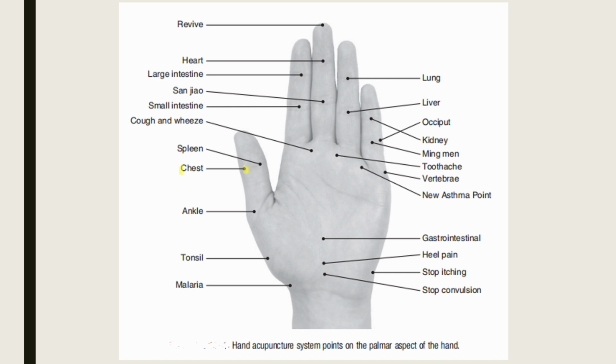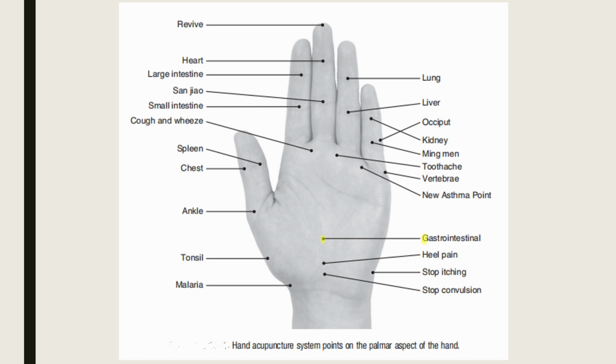The chest point, located at the border of the light and dark skin on the radial side of the thumb at the interphalangeal joint. Indications: chest pain, vomiting, diarrhea, and seizures.